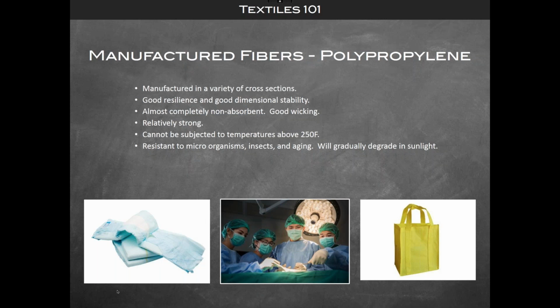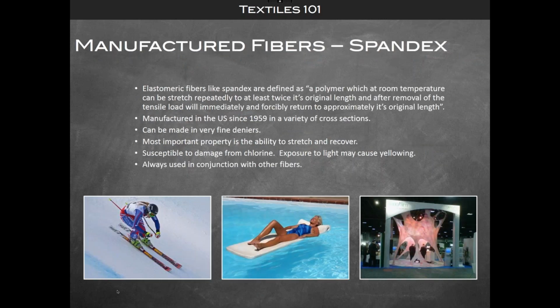Polypropylene cannot be subjected to high heat though. This is a fiber type that you wouldn't ever want to put in your dryer, for example. It has a very low melt temperature, so it can't be subjected to temperatures above 250 degrees Fahrenheit. Like nylon and like polyester, polypropylene is resistant to microorganisms, insects, and aging, but it will degrade in sunlight.